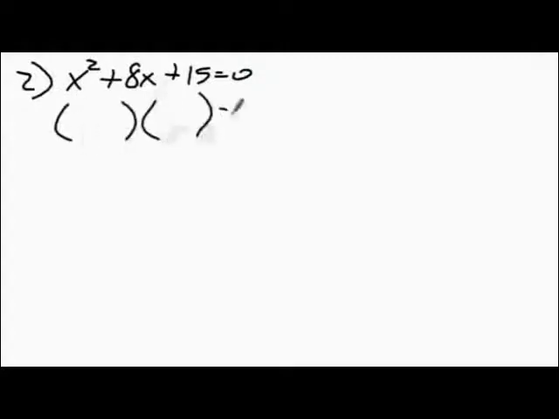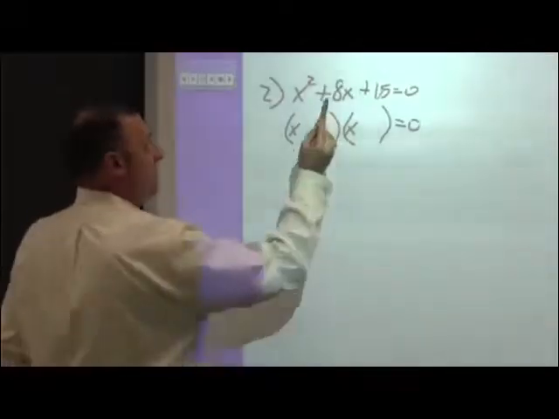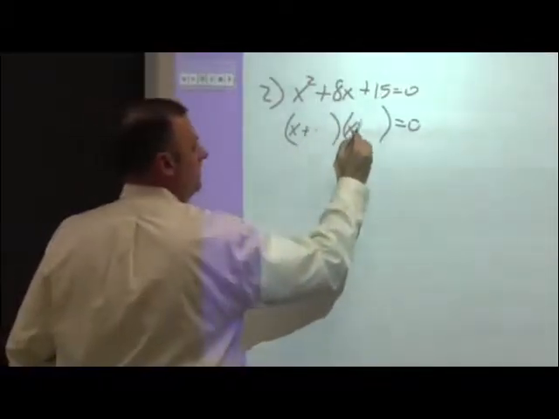All right, let's try another one. x squared plus 8x plus 15 equals 0. Okay, let's go ahead and put our parentheses in there. Put our x's in there. Last term's positive. Signs are the same as the middle. Both positive.